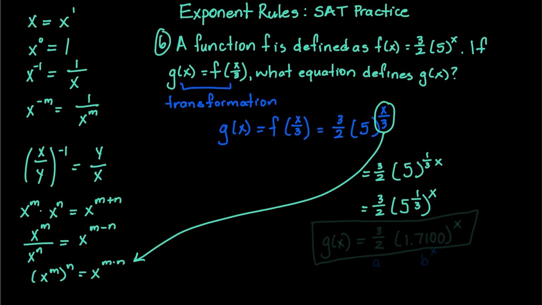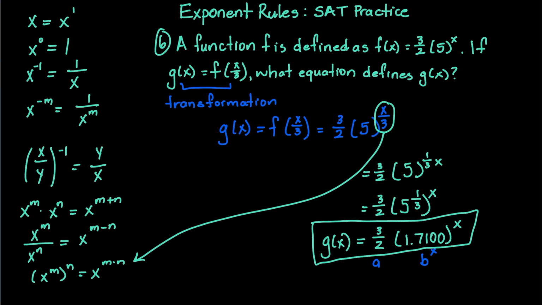Then we would want to put 5 to the 1 over 3 in the calculator. And we get 1.7100 to the x. So now g is defined as an exponential, where a would be 3 over 2 and b would be 1.7100. So g of x is defined as 3 over 2 times 1.7100 to the x.